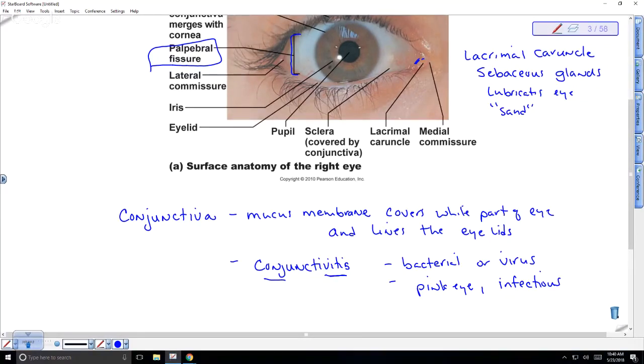Right? And so people can give it to one another just simply by touching their eyes. That's why they say you should never touch your eye, right? You can get bacteria in there, and you can get the bacteria that causes pink eye. So the conjunctiva, if it is bacterial, then you could use antibiotics to cure it. If it's viral, antibiotics are not going to do any good.